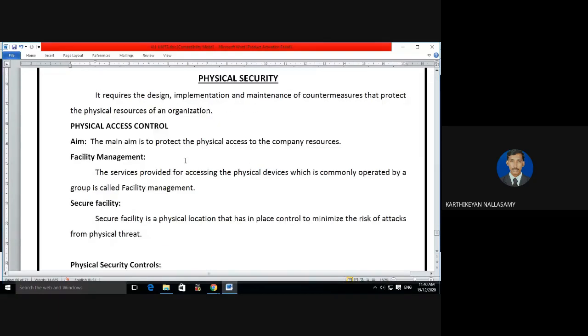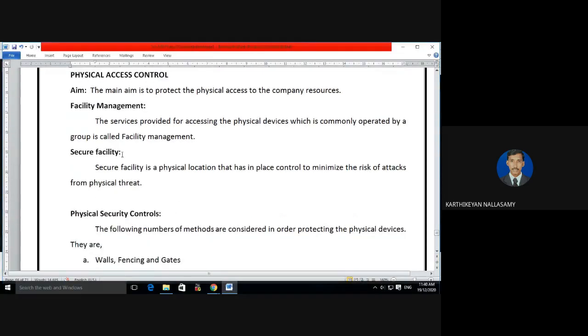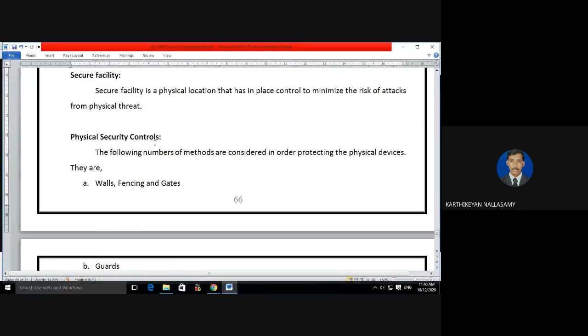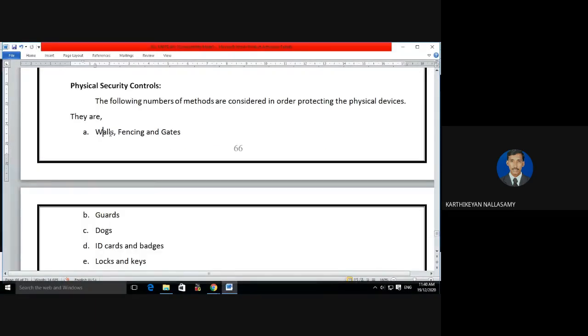Clear? Okay. So for physical access, we are going to provide some facilities, the different types of services used for accessing and controlling the physical devices, called facility management. So that we are going to provide security. Further, we are going to have physical security controls, so that we are going to provide walls, fencing, and gates.